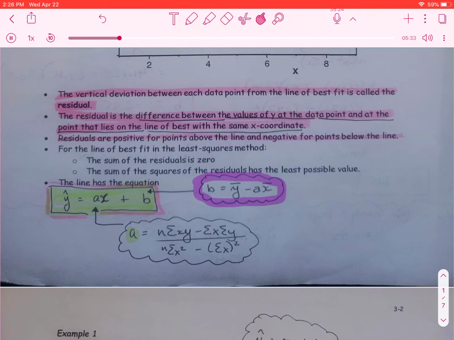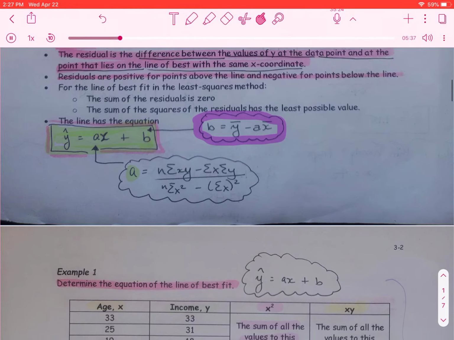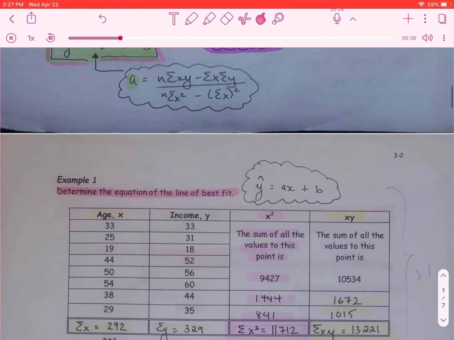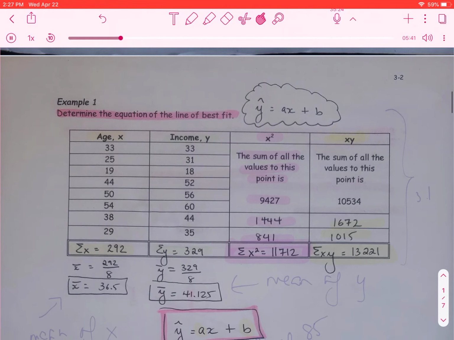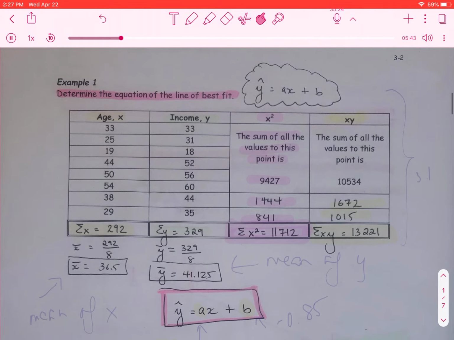Okay, so how does this apply and how would you use it in a given situation? So we can scroll down. Our goal is to determine the equation of the line of best fit. So we are looking for y hat is equal to a times x plus b. So what would happen would be, you would take all of your x values. So here we're comparing income versus age. So we're seeing what type of relationship it does indeed have.